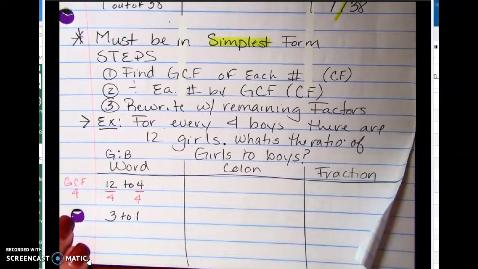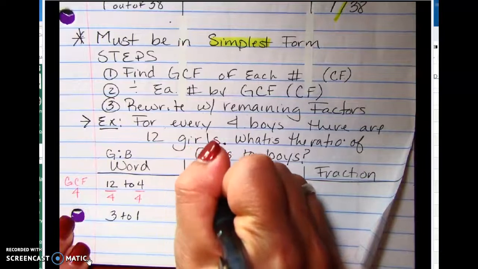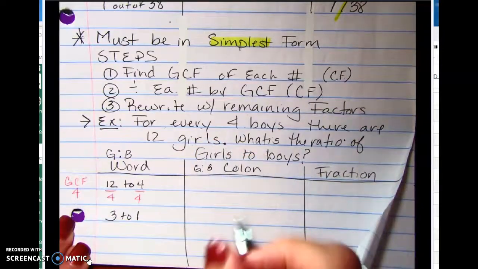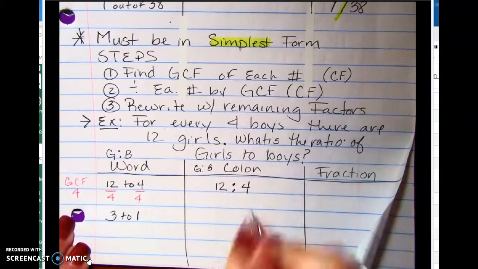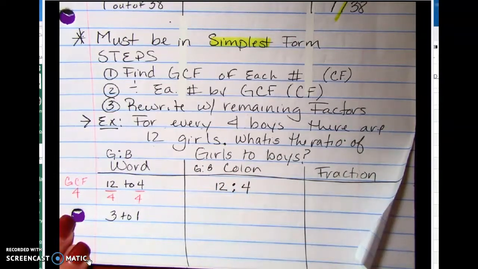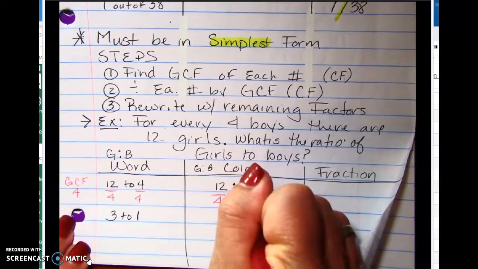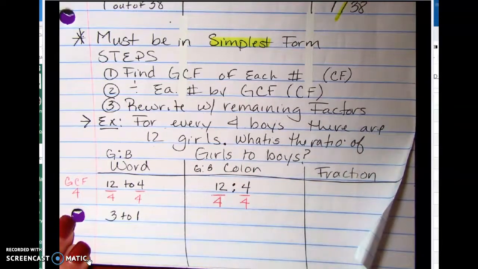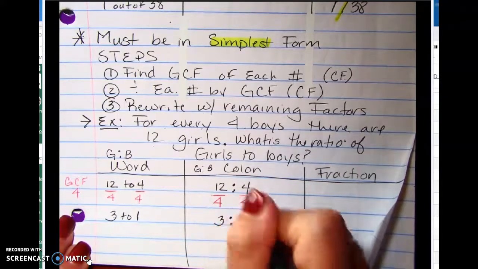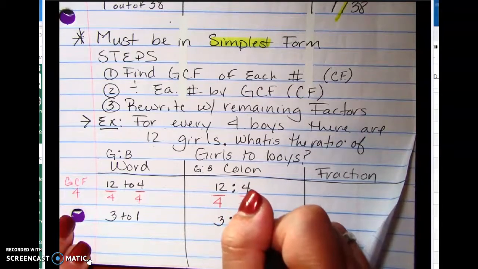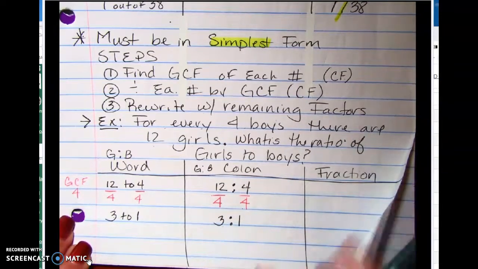Now, what if we are doing it the colon way? Again, girls to boys. Girls were 12 to 4. Same thing, we can divide by the greatest common factor, and 12 divided by 4 is 3, and 4 divided by 4 is 1. So the ratio is 3 to 1.